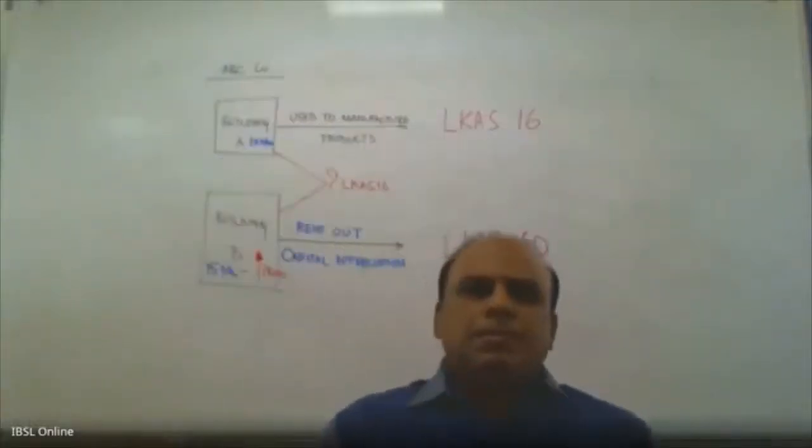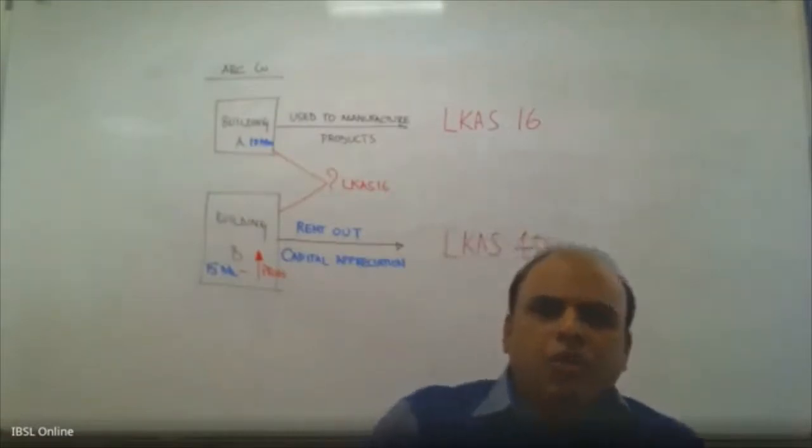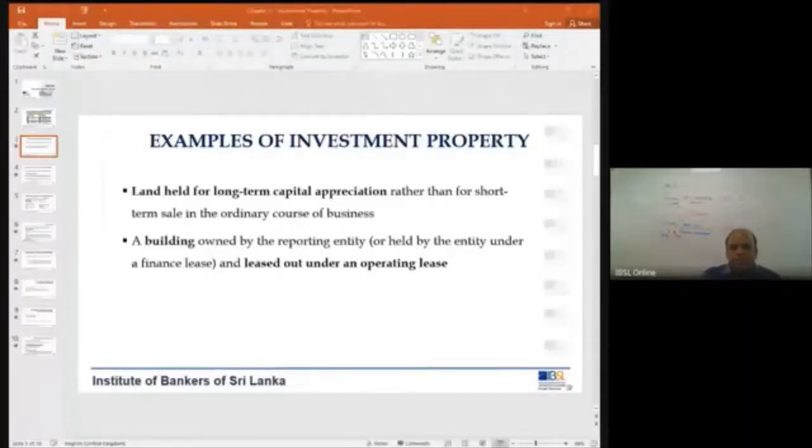So some examples. Land held for long-term capital appreciation rather than for short-term sale in the ordinary course of business. So that is what I explained. I don't want to sell it in the short term, but I want to keep it for the long term, where I can get an appreciation in value. Then second, a building owned by the reporting entity and leased out under an operating lease. So you can rent out the property and earn rentals.